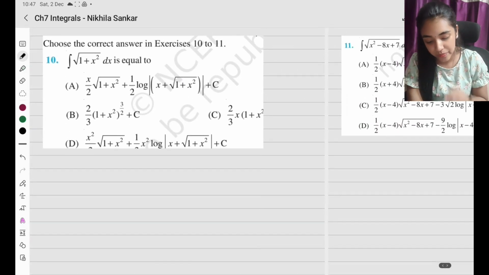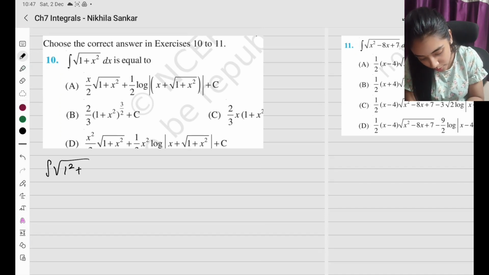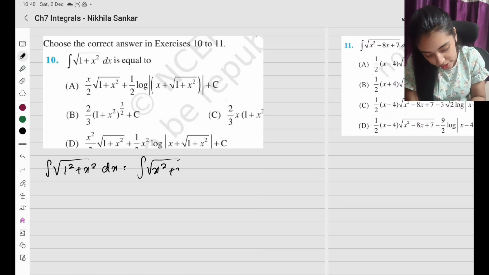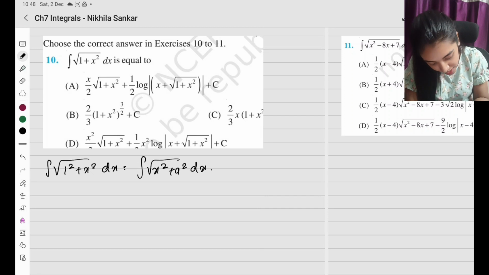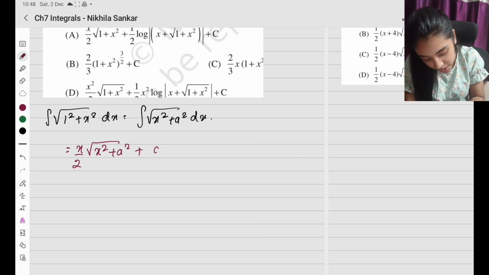Question number 10. Choose the correct answer. So what formula is this? It is integral square root of 1 square plus x square dx, which is square root of x square plus a square. So the formula is going to be x by 2 square root of x square plus a square plus a square by 2 log mod x plus square root of x square plus a square plus c.